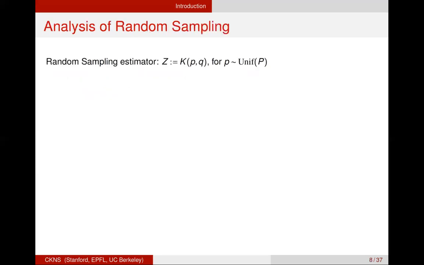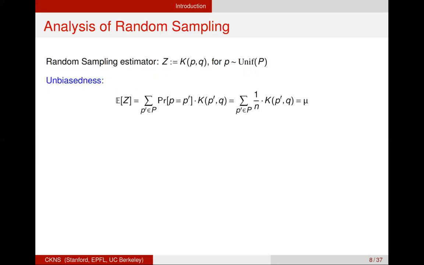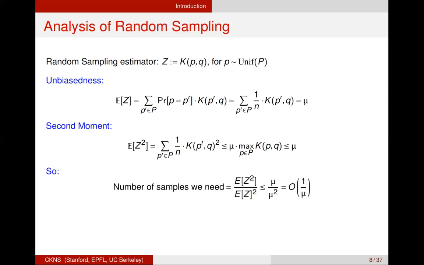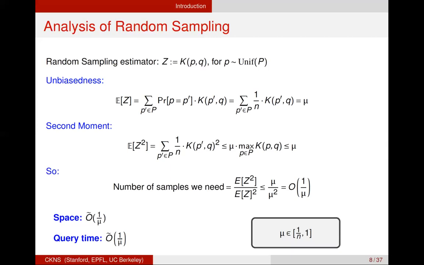Let's do the analysis for random sampling more carefully, because this is going to provide us a benchmark to compare our algorithms. The first moment of this estimator is equal to the kernel density, so this estimator is unbiased. For the second moment analysis, we can see that the expectation of Z squared is upper bounded by mu. This is achieved by noting that kernel values are upper bounded by 1. Now, using standard techniques, we need order 1 over mu samples to get a 1 plus minus epsilon approximation to our kernel density. The space consumption of this data structure is order 1 over mu, and the query time is order 1 over mu as well. This already suggests that mu is a nice parameter to state the space and query times in terms of. One can think of mu as some quantity between 1 over n and 1.